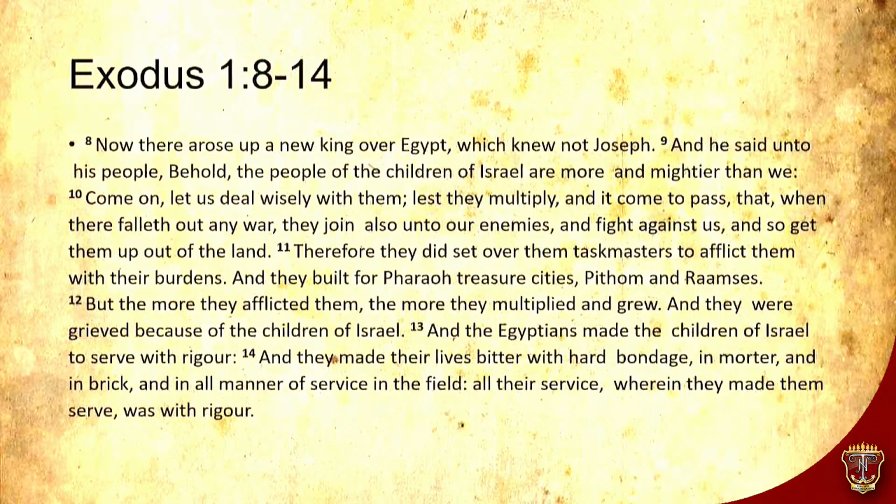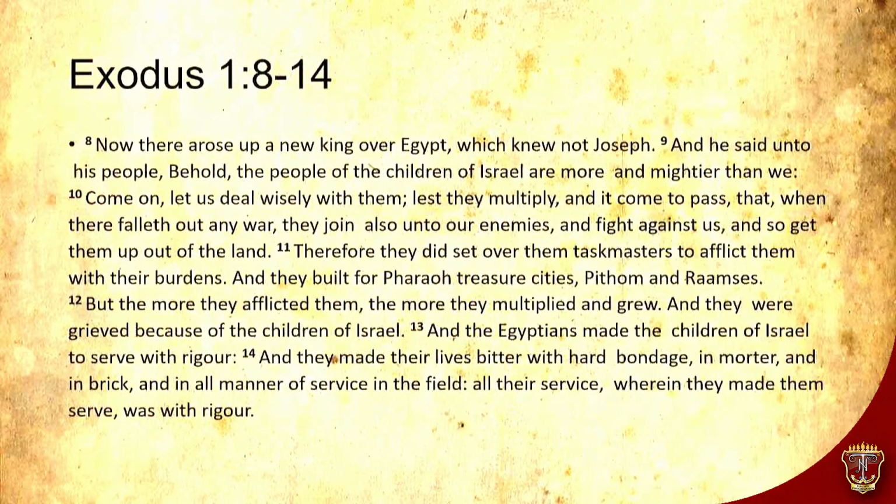Read on. And they were grieved because of the children of Israel. So it said, damn, we can't do nothing. We literally can't stop them from growing. We cannot, they continue to, whether they going through it or they got it all, they going to continue to grow. Read. Verse 13. And the Egyptians made their children of Israel to serve with rigor. And they made their lives bitter with hard bondage, in mortar and in brick, and in all manner of service in the field. All their service wherein they made them serve was with rigor.